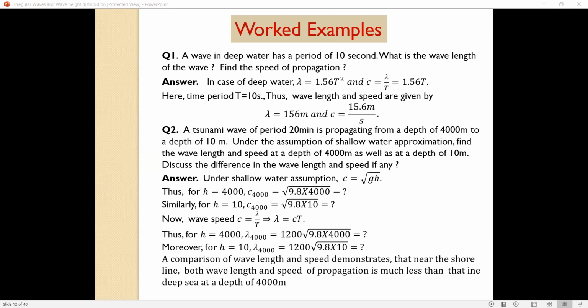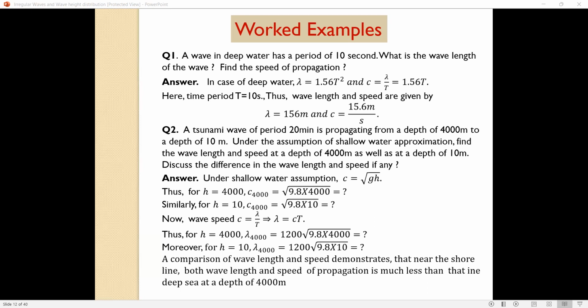As I said, I assume the tsunami as a shallow water wave. If I assume a shallow water wave, I take the formula C is root gH from the classification of waves. If I take H equal to 4 kilometer, C will be root of gH, that is root of 9.8 times 4,000. If I take 9.8 as around 10, then it will give me 200 meter per second. And 200 meter per second will give you 720 kilometer per hour.